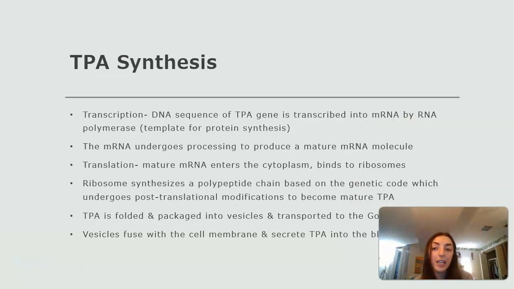The way that TPA is synthesized begins with transcription, where the DNA sequence of the TPA gene is transcribed into messenger RNA by RNA polymerase, and that makes the template for the protein synthesis. The mRNA then undergoes processing to produce a mature mRNA, which goes through translation, where it enters the cytoplasm and binds to ribosomes. The ribosome synthesizes a polypeptide chain based on the genetic code, which undergoes post-translational modifications to become mature TPA. TPA is then folded and packaged into vesicles to be transported to the Golgi apparatus, and those vesicles fuse with the cell membrane and secrete TPA into the bloodstream for it to be effective.